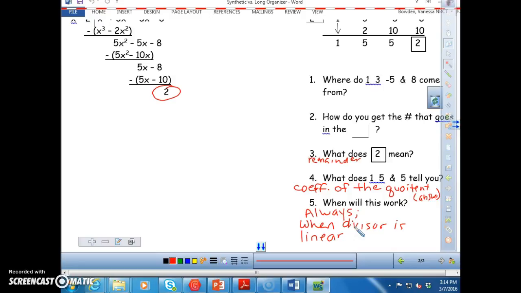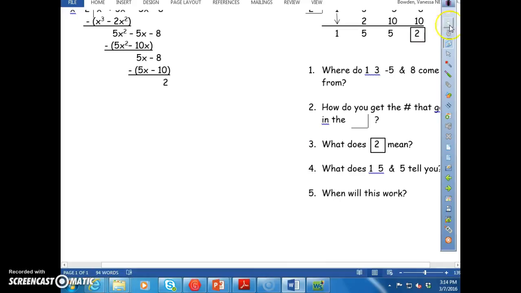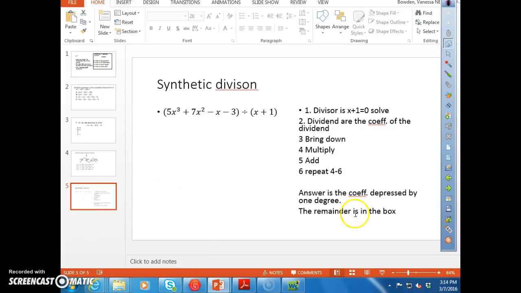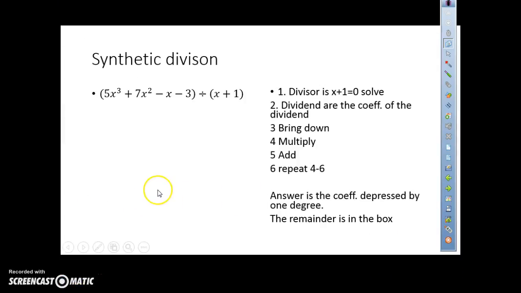All right? So we're going to do one problem so that we can get the process down. Today all we're doing is working on just the algorithm. We'll worry about why we would need to do it later. So on the bottom or on the back of your sheet, we're just going to do one problem to get the process of synthetic division down.